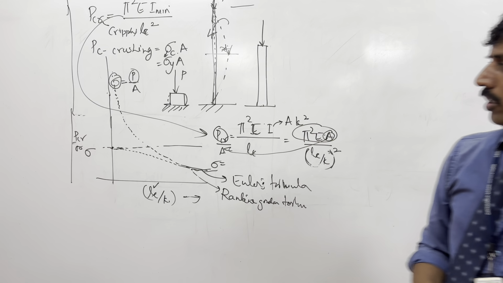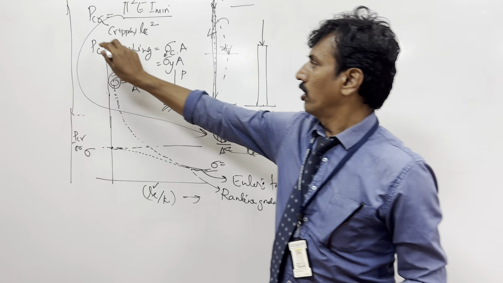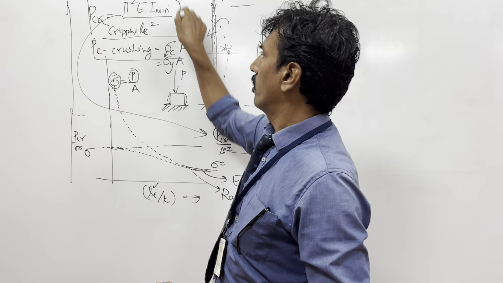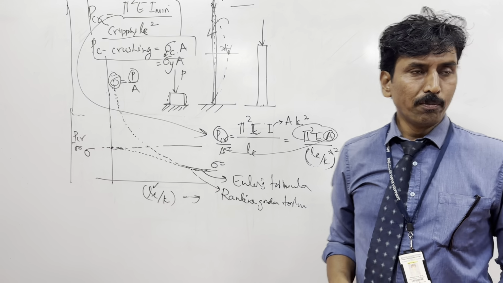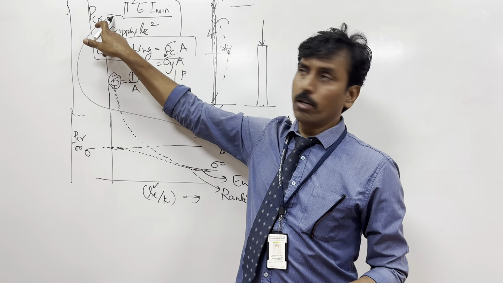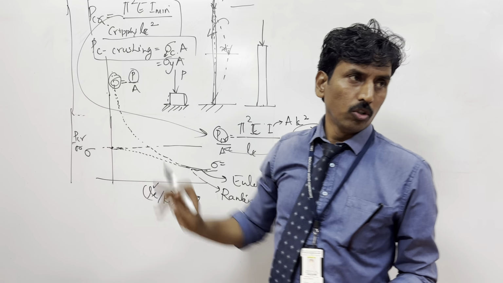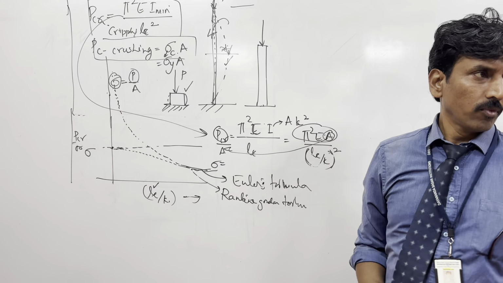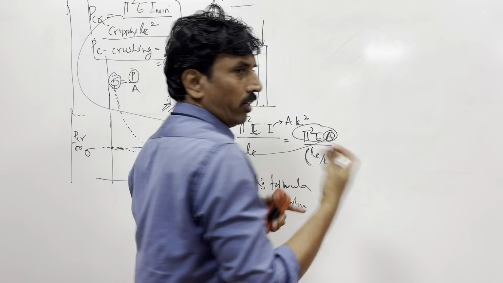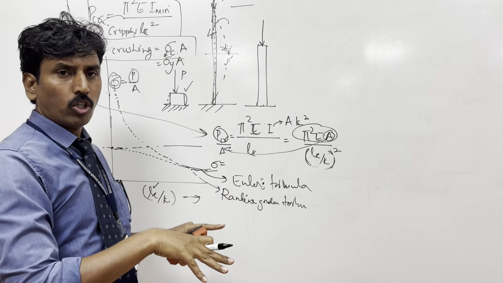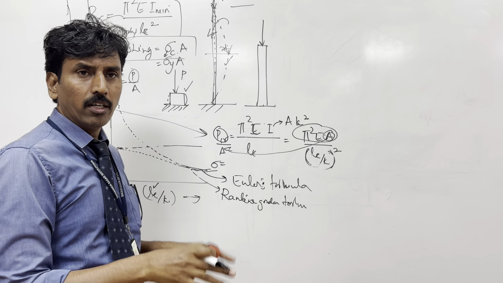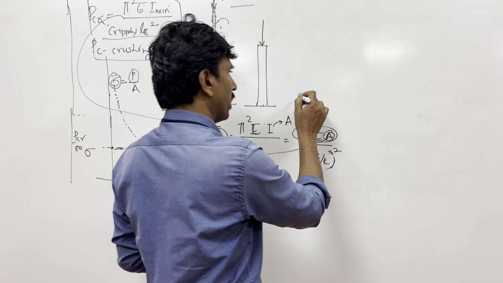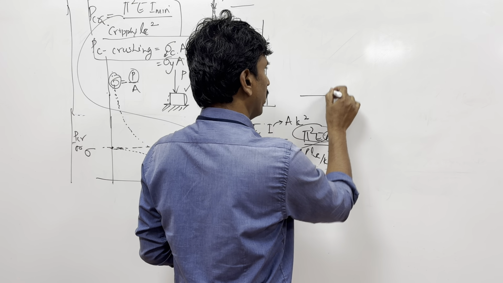Guys, I said for short columns we use this sigma C into A. For long columns we use this PCR. So PCR for crippling, PC for crushing. Now this is short, this is long, this is medium. Suppose I am not using a long or short column, I am using a medium length column. It is as good as using both long and short columns in parallel. You can imagine something like this.